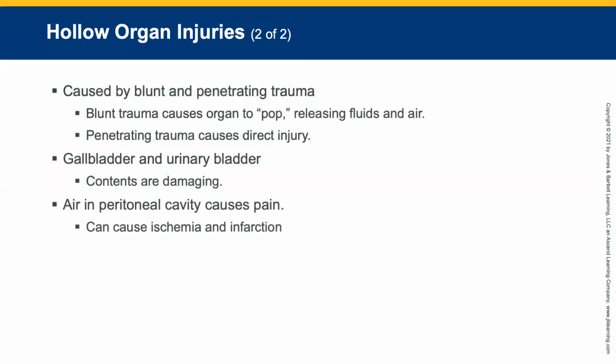So both blunt and penetrating trauma can cause hollow organ injuries. That's obvious, but blunt trauma causes the organs to pop, releasing fluids and air. Penetrating trauma causes direct injuries such as a laceration or a puncture. The gallbladder and the urinary bladder are hollow organs, and their contents will potentially be irritating and damaging if ruptured. It's just an acid that's releasing into the body.